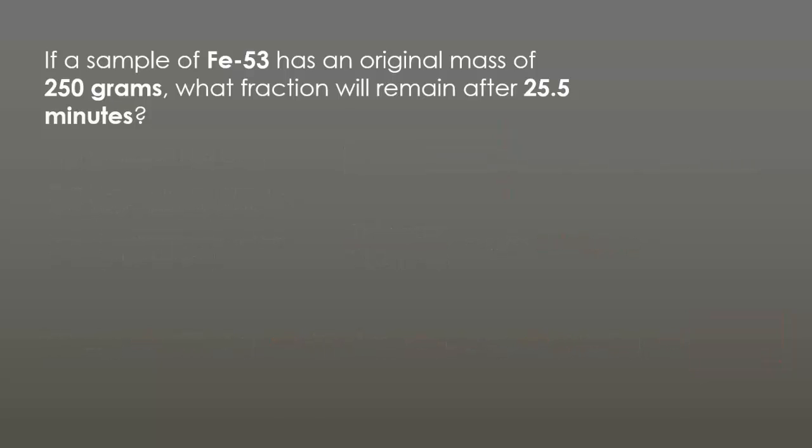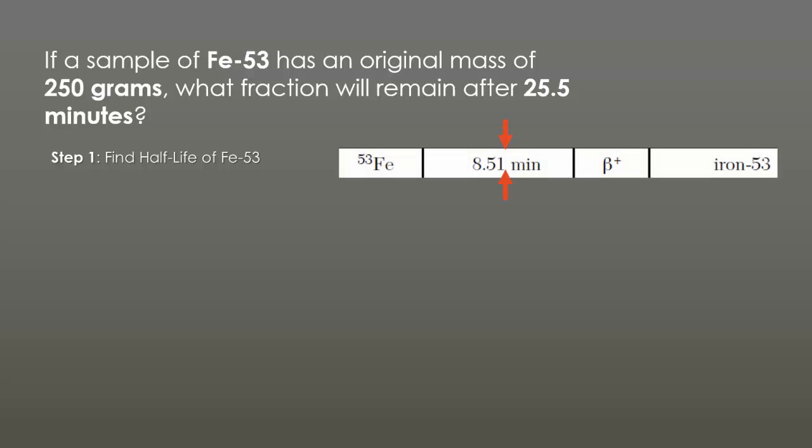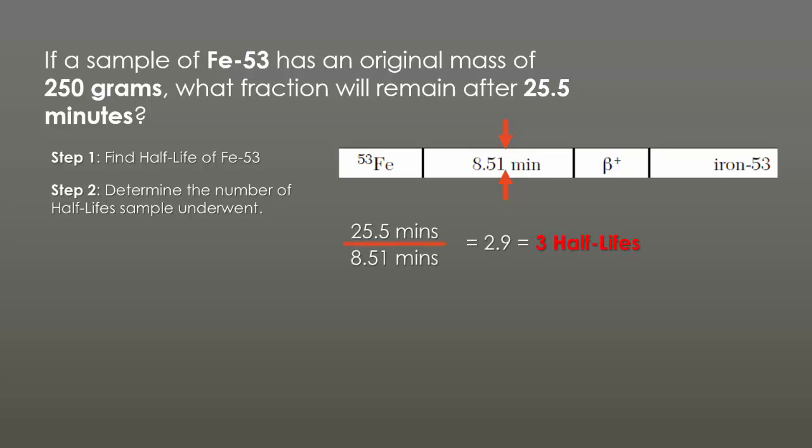Let's try another sample. If we have iron-53 with an original mass of 250 grams, what fraction, not mass or percent, what fraction will remain after 25.5 minutes? So find the half-life. Then, using 8.51 minutes, we're going to determine how many half-lives the sample underwent. So you take 25.5 divided by 8.51, and you get approximately 3 half-lives.